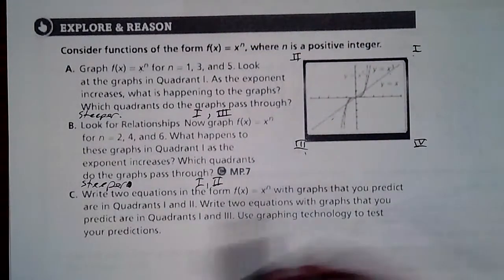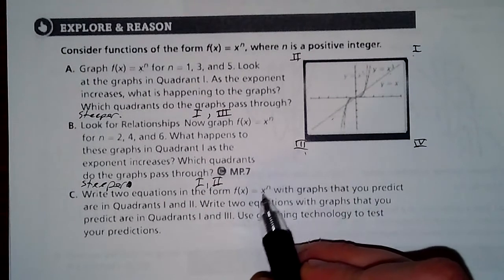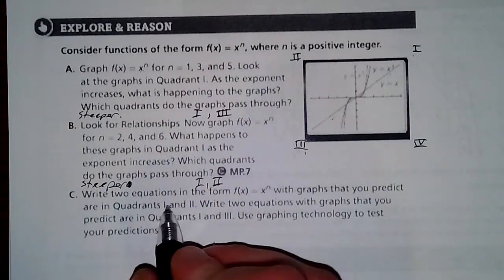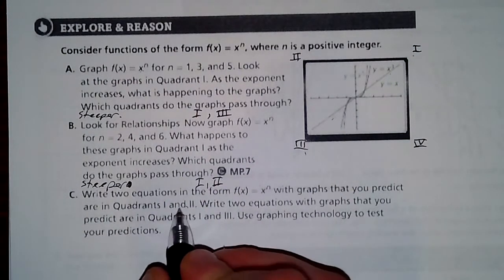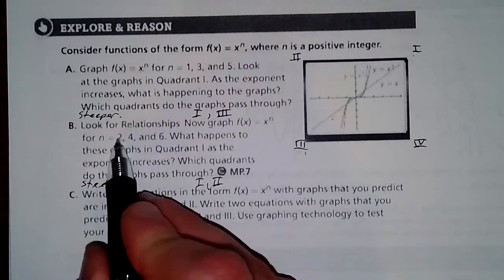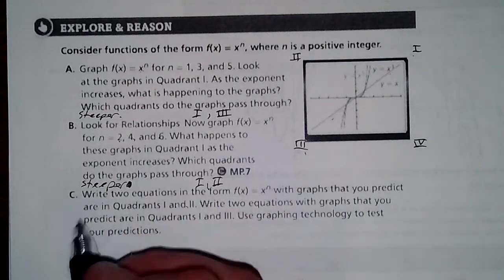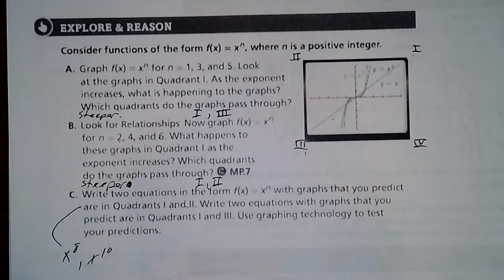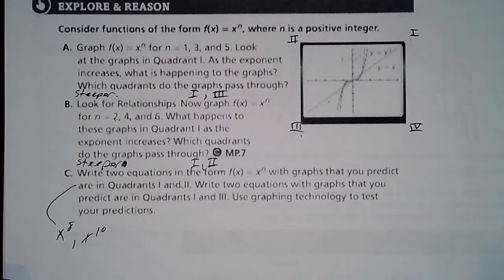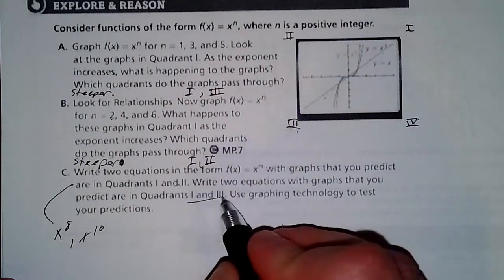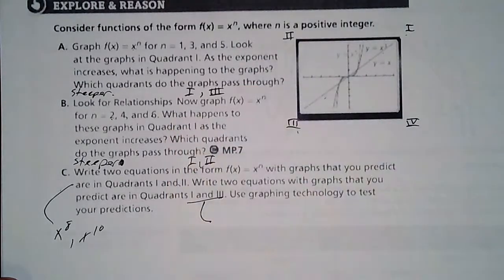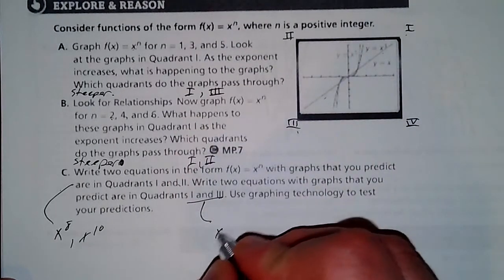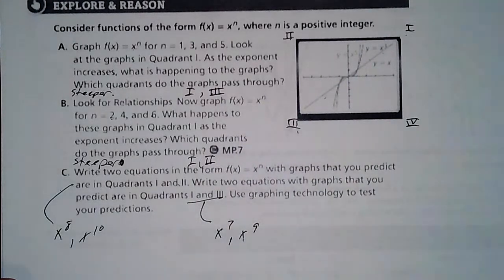Okay. Write two equations in the form of x to the nth with graphs that you would predict to be in quadrants 1 and 2. If they're going to be in quadrants 1 and 2, they've got to have even powers. So for that question, you could say x to the 8th, x to the 10th, 12th, and so on would all work. And how would you get them to stay in quadrants 1 and 3? Those would have to be your odd powers, like x to the 7th, x to the 9th, 11th, 13th, and so on.